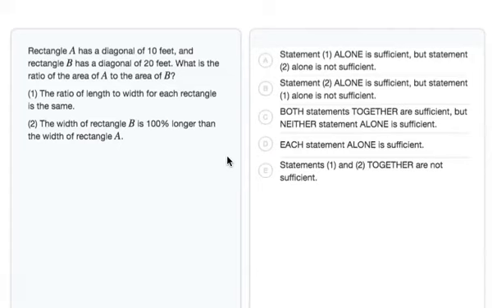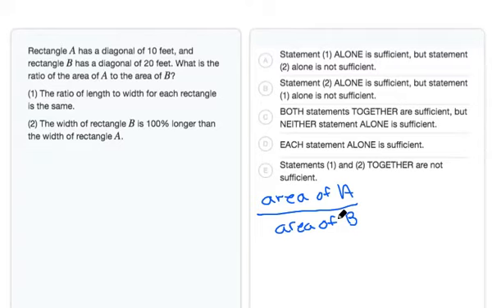To solve this data sufficiency question, we'll consider each statement separately first, then together if needed. Before the statements, we need to determine whether we can find a value for the area of rectangle A divided by the area of rectangle B. So let's just drop that down over here. So we're looking for whether we can find a value of area A over area B. This would give us the ratio of the areas, area of A to area of B.